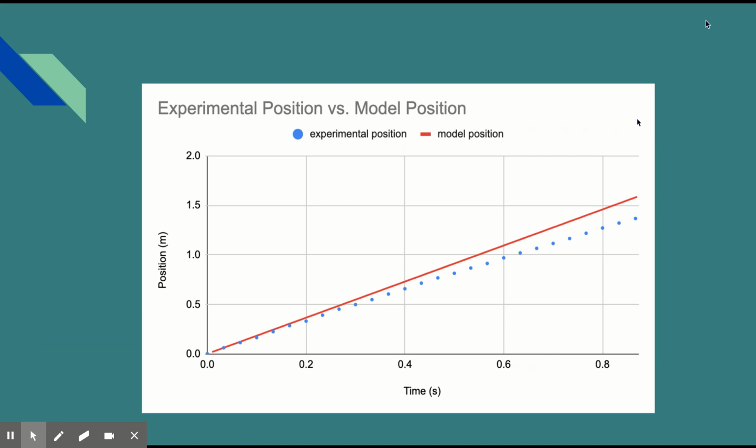The results from GlowScript and Tracker were combined to show this graph. The graph shows the experimental position versus the model position. From this graph, you can see that the model position is increasing at a faster rate than the experimental position. This is because the model was coded with a greater velocity than the actual velocity of the ball. The two graphs are similar in that they both reflect a direct linear relationship.